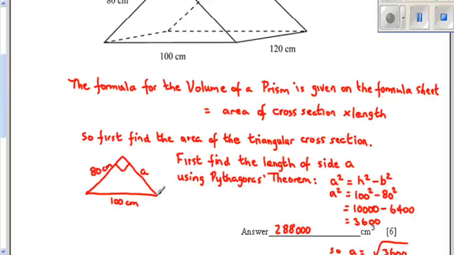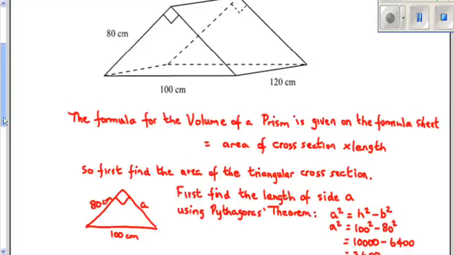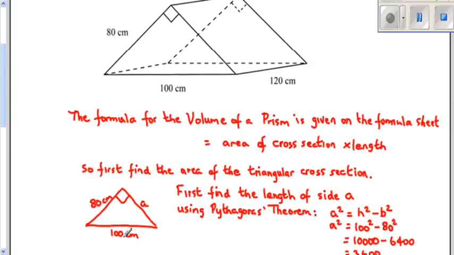Okay, so I've drawn out the triangle again. We know that that's 80 centimeters, and we know that the length here is 100 centimeters, and we need to find this length here. I've called it A. The way we're going to find that, this is a right angle triangle. We know the length opposite the right angle, which is called the hypotenuse. We know this side is 80, and we're trying to find this missing side here, which is one of the short sides.